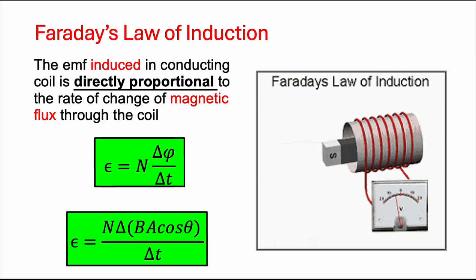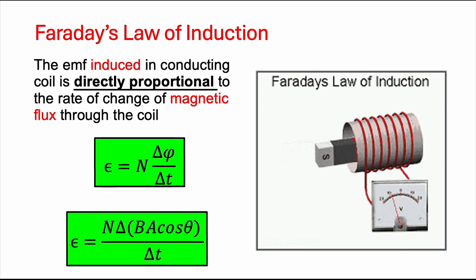We've got n, and then we've got a delta, and we've got a whole bunch of things which could change here. We've got B, the magnetic field strength. So what we could do is change the magnetic field strength. That's what's happening in the little GIF you can see on the screen. We're moving that magnet in and out, and therefore B is changing because we're changing the distance, and therefore we're going to get an EMF induced.